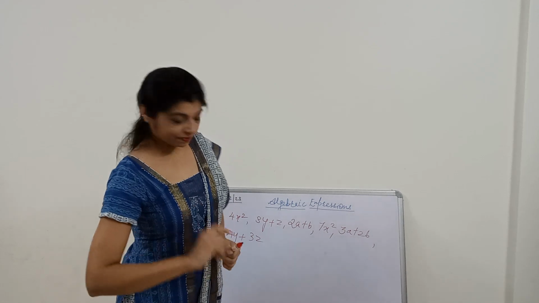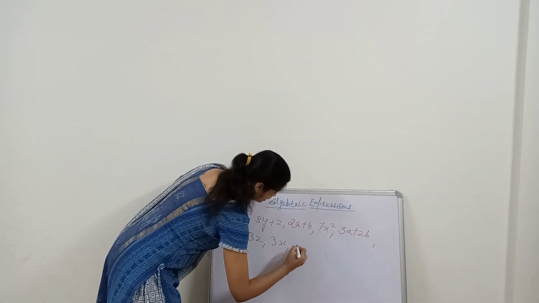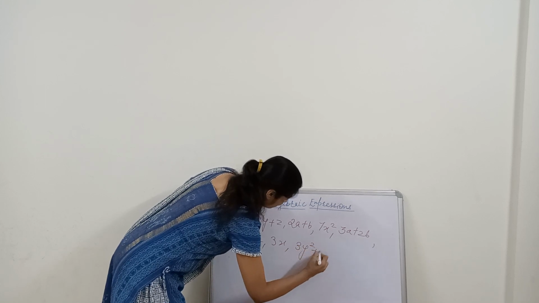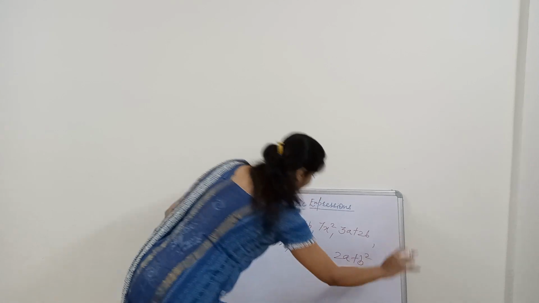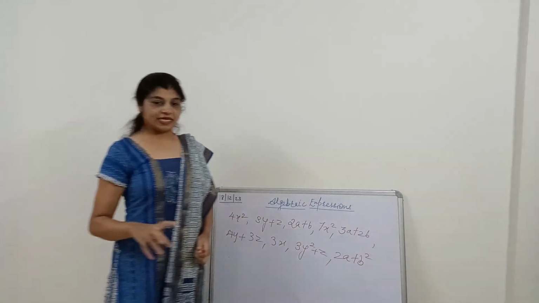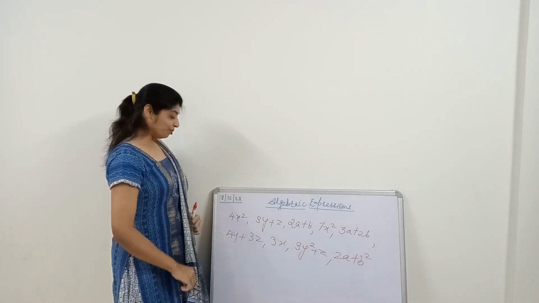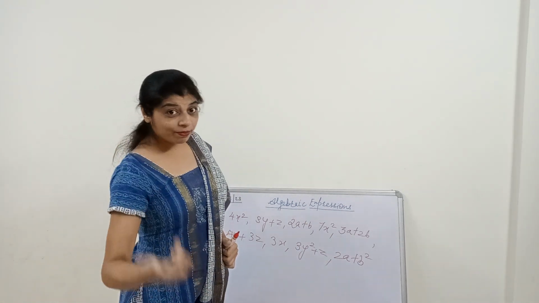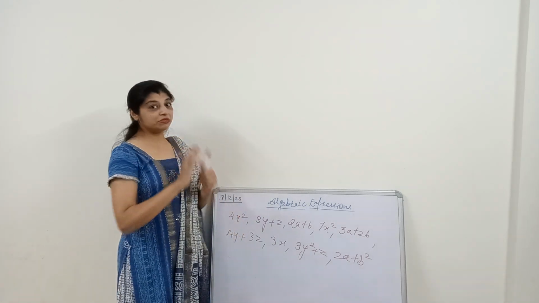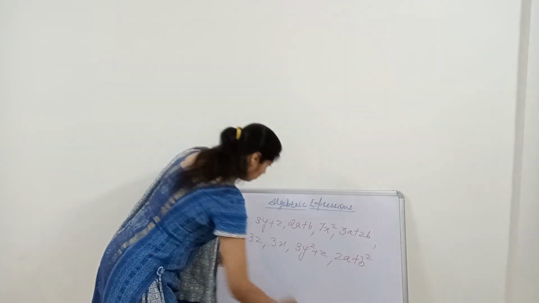So as I said, let's take one more 3x, let's take one more 3y squared plus z, let's take one more 2a plus b squared. What I said, like terms means the terms that have the same variable and the same power too. The power must not vary. So my dear viewers, just look here.